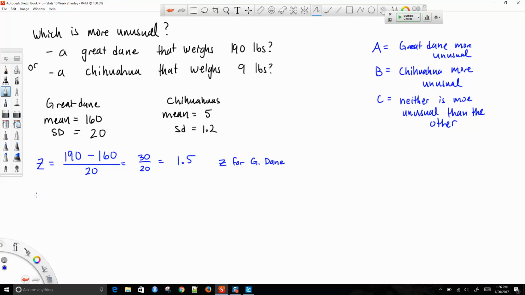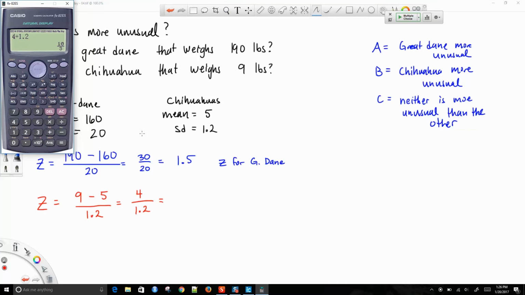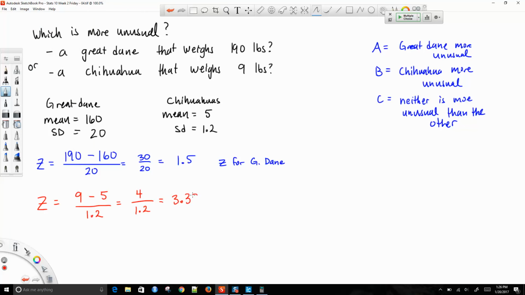And for the Chihuahua, our Chihuahua weighs 9 pounds. The average weight of a Chihuahua is around 5 pounds, and the standard deviation is 1.2. So this Chihuahua is 4 pounds above the average weight of a Chihuahua. And when we look at the standard deviation, we see that, oh, that's actually quite a big number. So 4 divided by 1.2 is 3.33, and this is our Z for the Chihuahua.